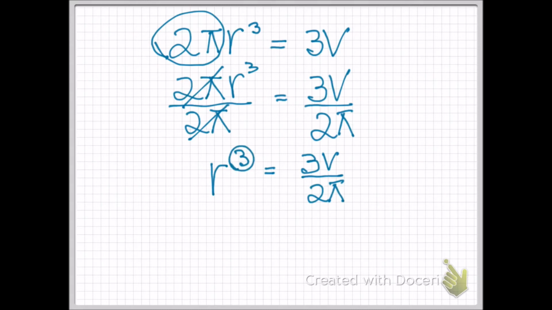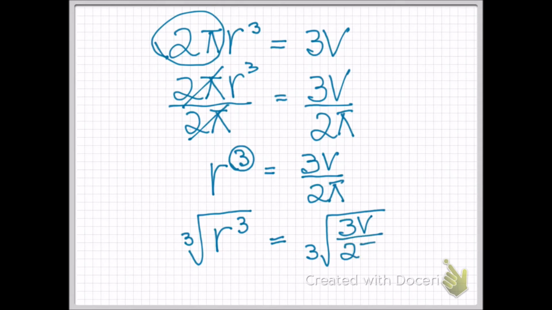Our next step is to cube root r to the power of 3. And again, we must cube root the other side of the equation. This will give us our answer of r is equal to the cubed root of 3v over 2 pi. And this ends this example.